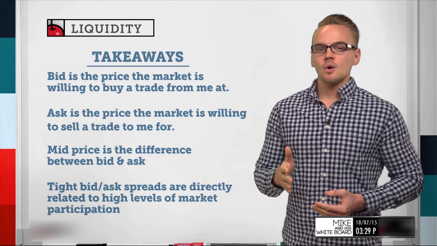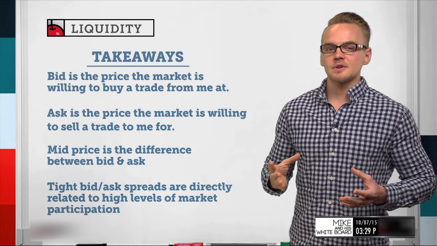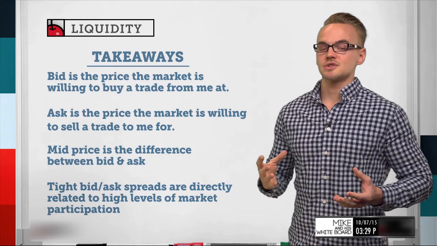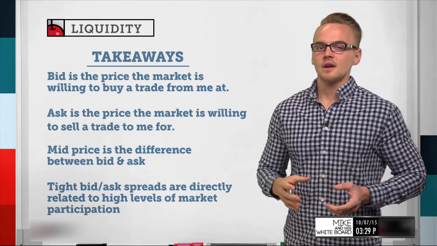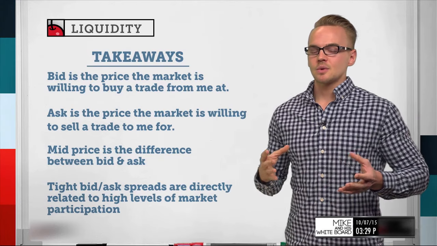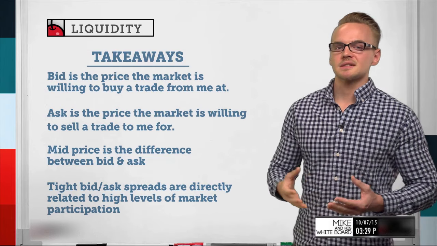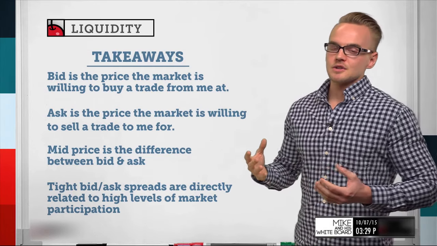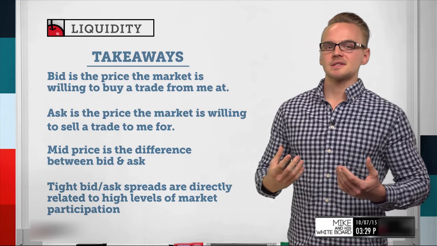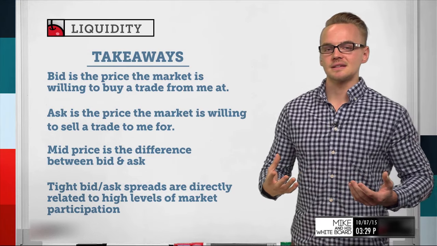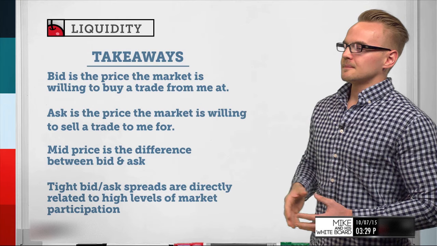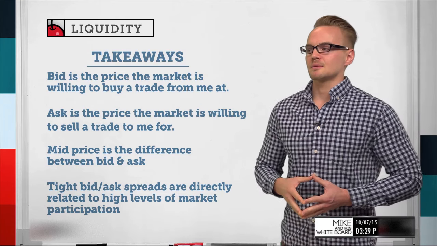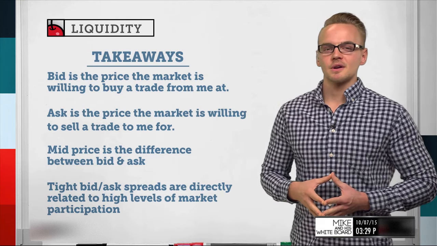For the Doe platform, actually everything is pretty much routed for the mid price unless you've changed your settings in the upper left corner. But naturally it's going to be routing things for the mid price because that's where we believe is the fair market value. So again, trading liquid underlyings is going to help us get that fair market value a lot easier. And tight bid-ask spreads are directly related to high levels of market participation.